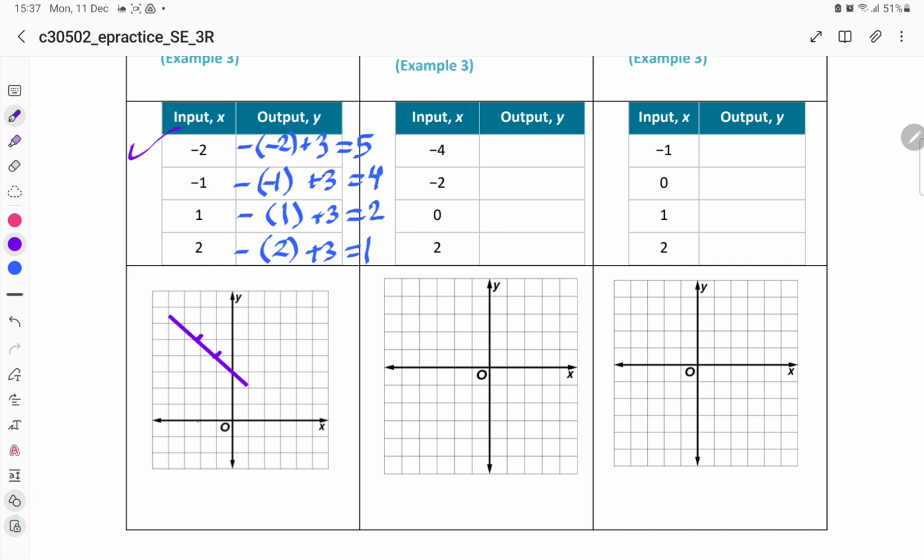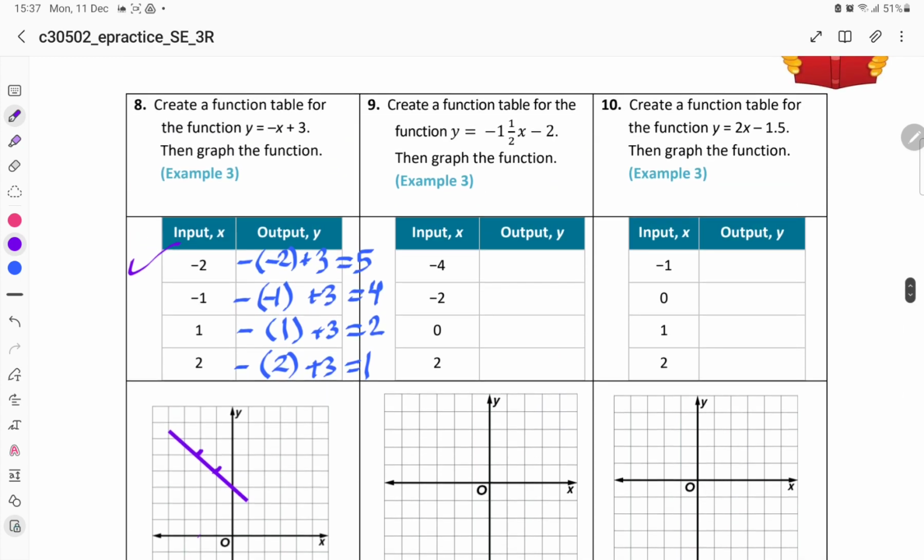One more. Let's try one more. For example, 2x minus 1.5. Let's try question 10. x is negative 1. So 2 times negative 1 minus 1.5. 2 times negative 1 is negative 2. Negative 2 minus 1.5 is negative 3.5.